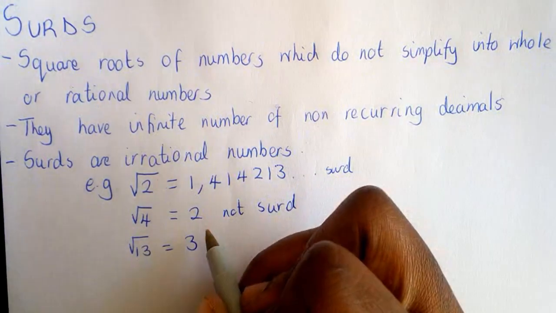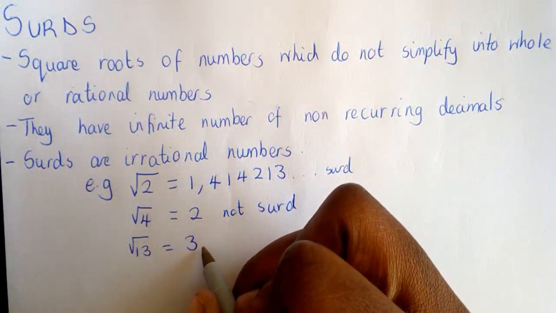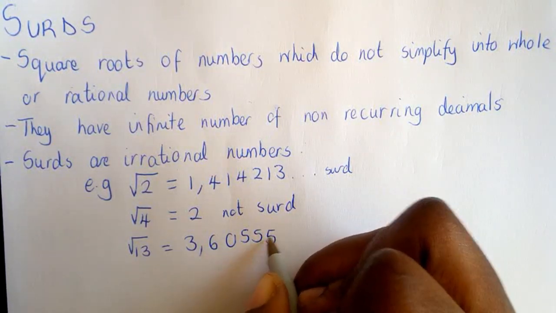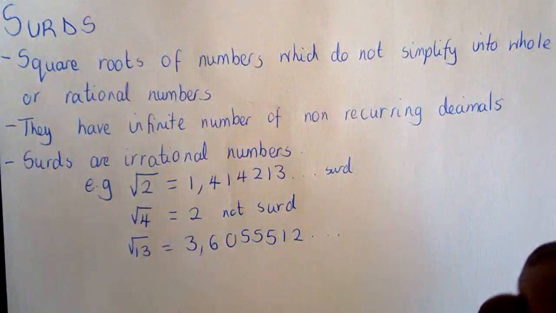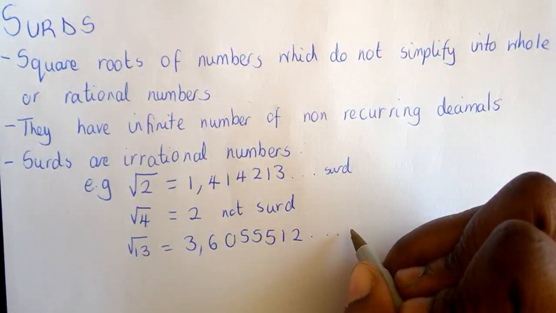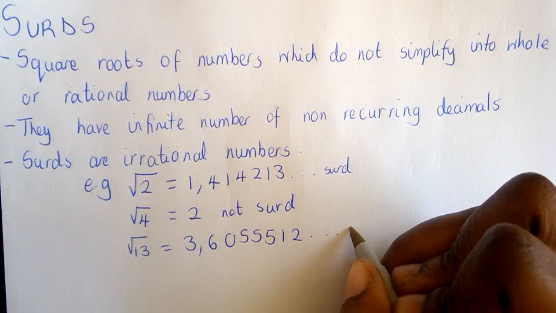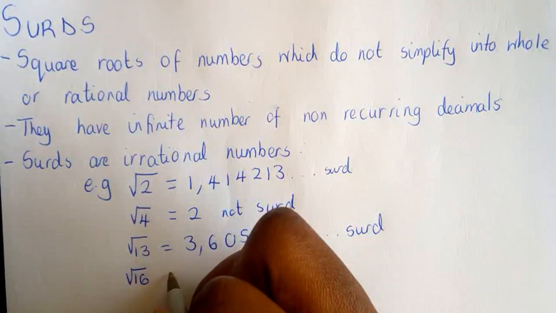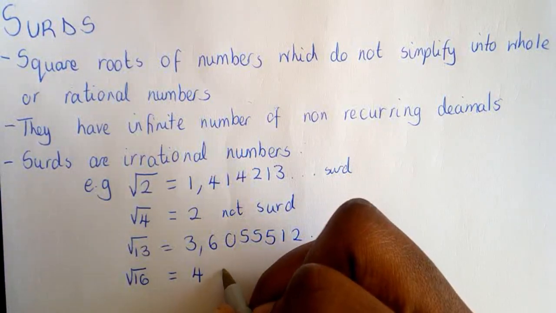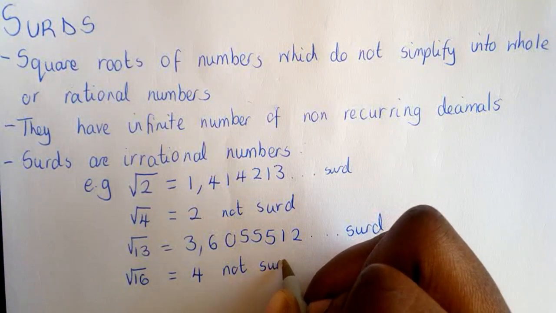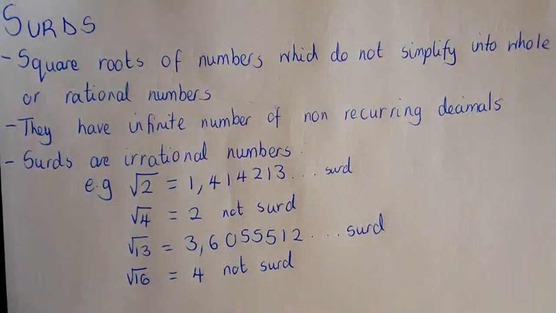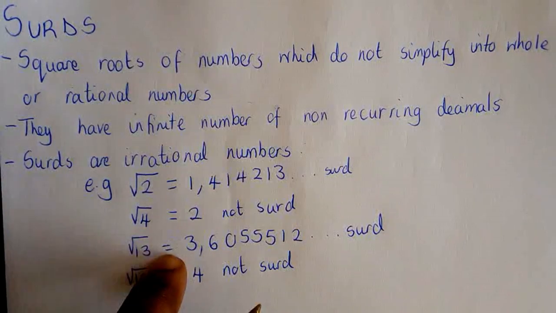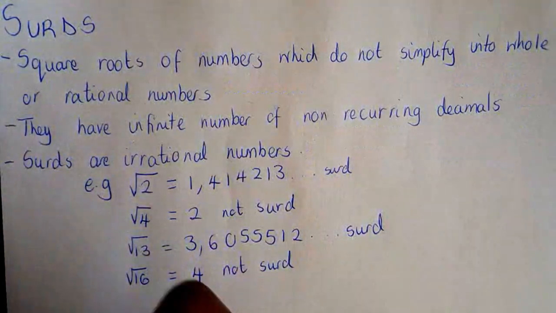If you punch on your calculator, the square root of 13 is equal to 3.6055512 and so on. So since it is not an exact number, this is a surd. And if you punch the square root of 16, it is equal to 4, this is not a surd since it is an exact number. So we said surds are numbers the square roots of which do not simplify.